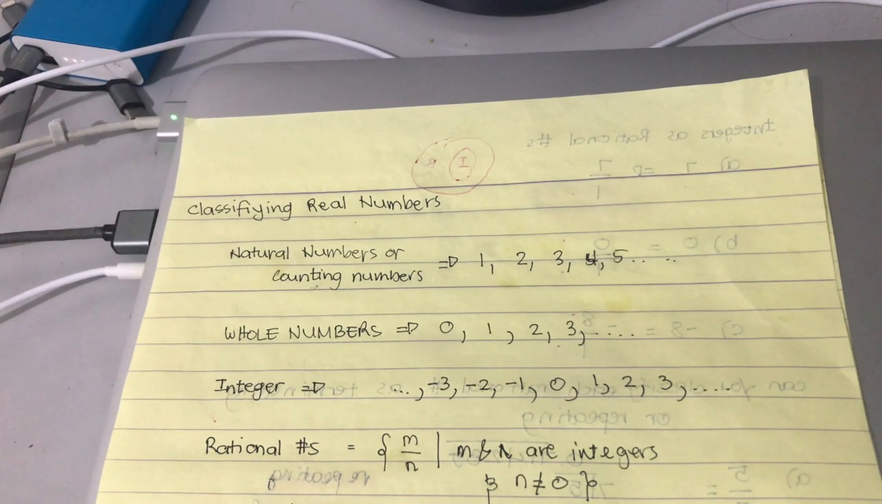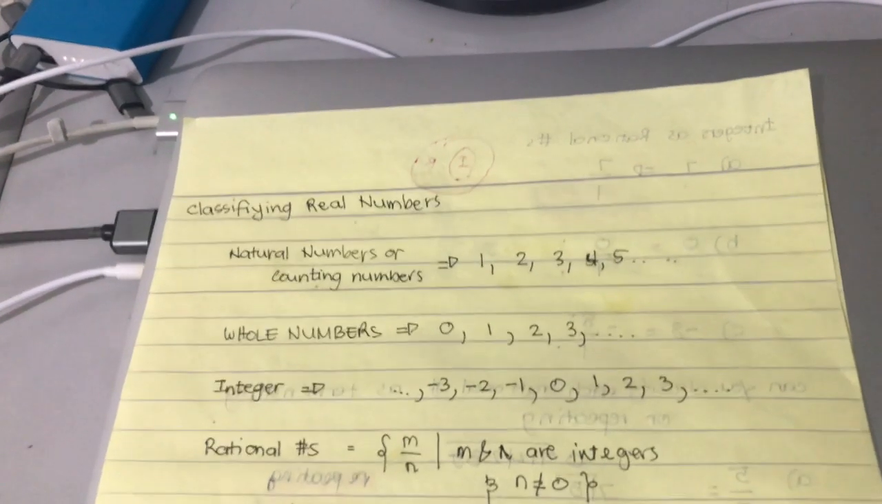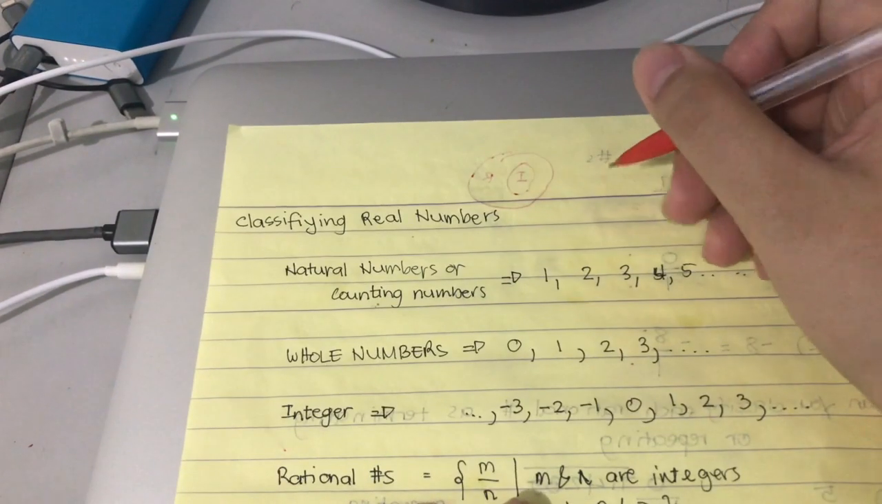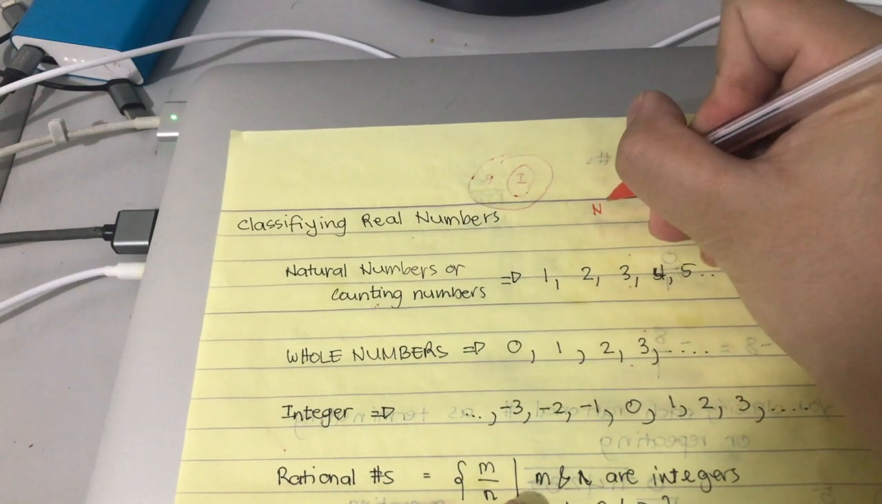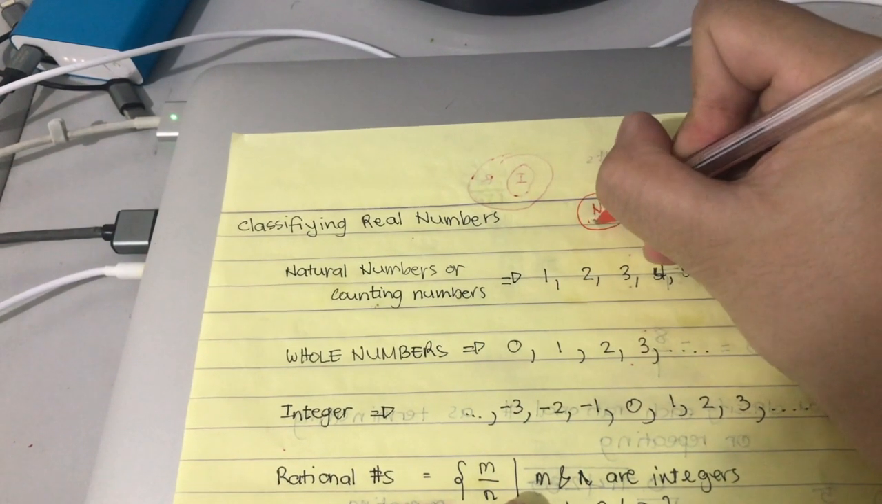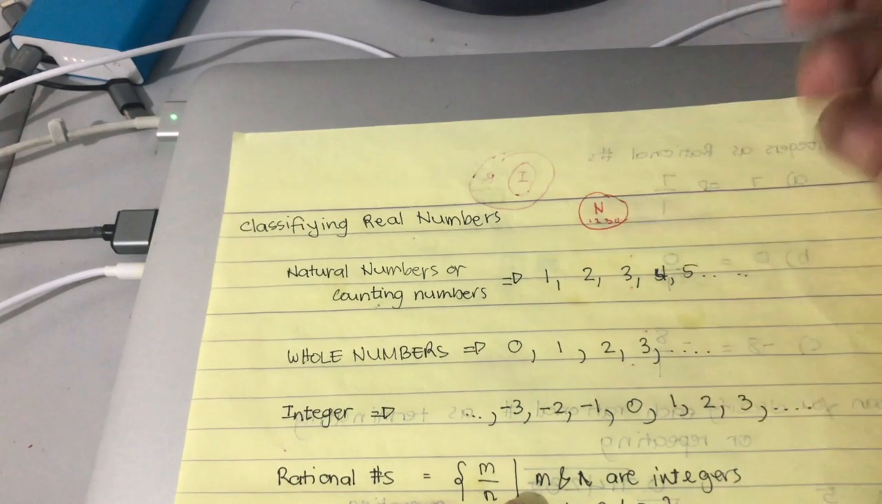Real numbers have different subsets. They have different classifications. To start off, the lowest classification of a real number is what you call natural numbers or counting numbers. Counting numbers are just the numbers 1, 2, 3, 4, 5, 6, 7, 8, 9, 10, and so on and so forth, as long as you can count them. So natural numbers is a set of numbers such as 1, 2, 3, 4, and 5.